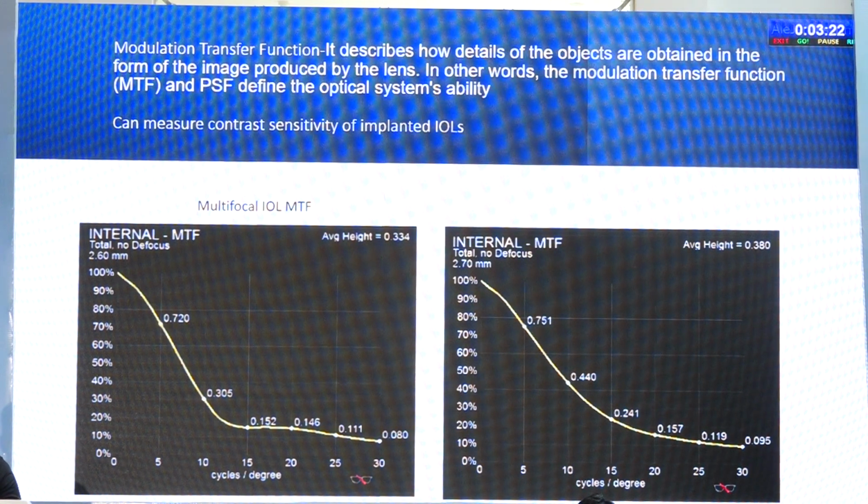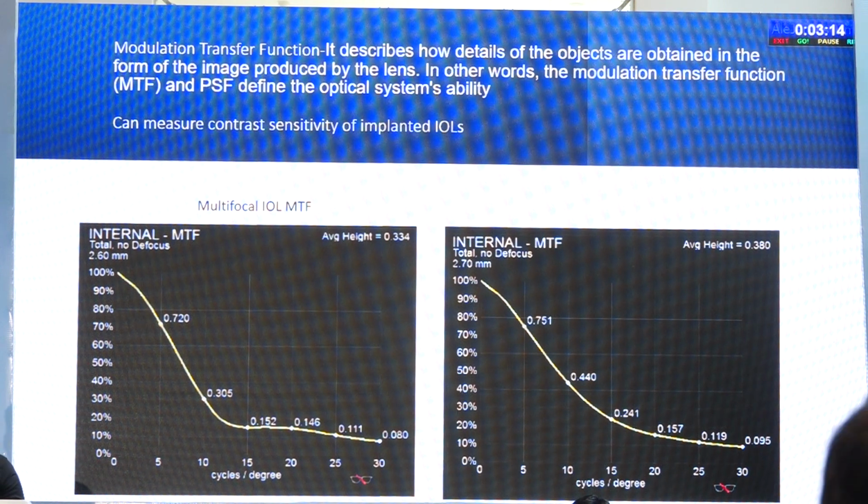It also gives you this, which is called modulation transfer function. It describes how the objects are obtained in the form of an image in the lens. Basically, if a ray of light passes through the optical system, it sees the amount of spread that is happening in the optical system, and it characterizes that as a factor of modulation transfer function. So this can also be termed as contrast sensitivity.